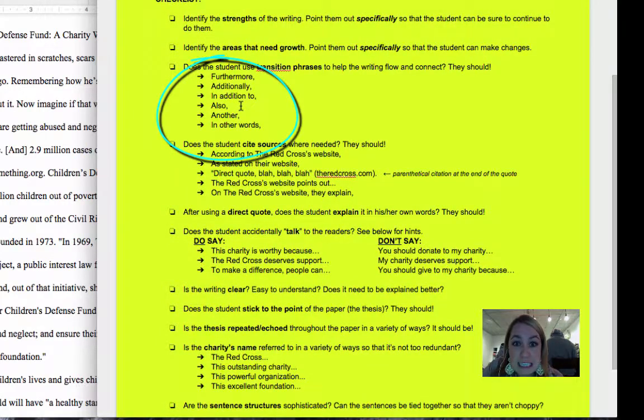Okay? If they didn't, highlight it and make a Google comment and say you might need a transition phrase. Why don't you try the word also? If they did use it, highlight it and say, here's a transition word. This makes your paper good.